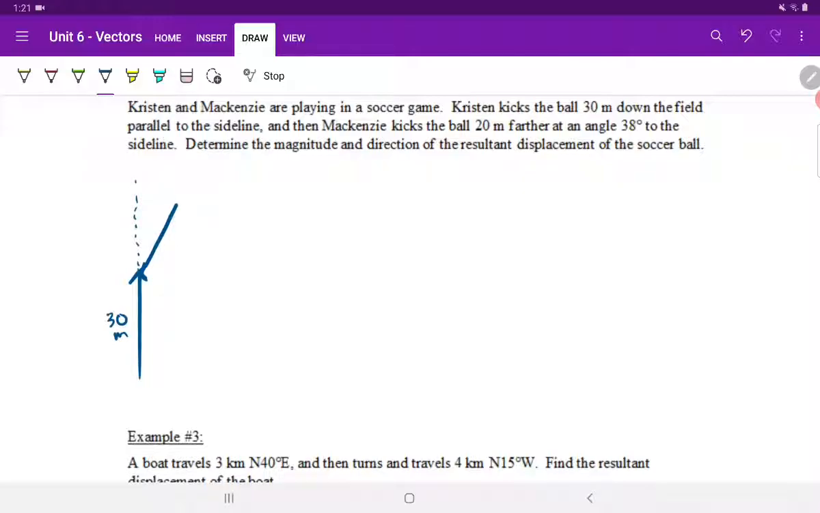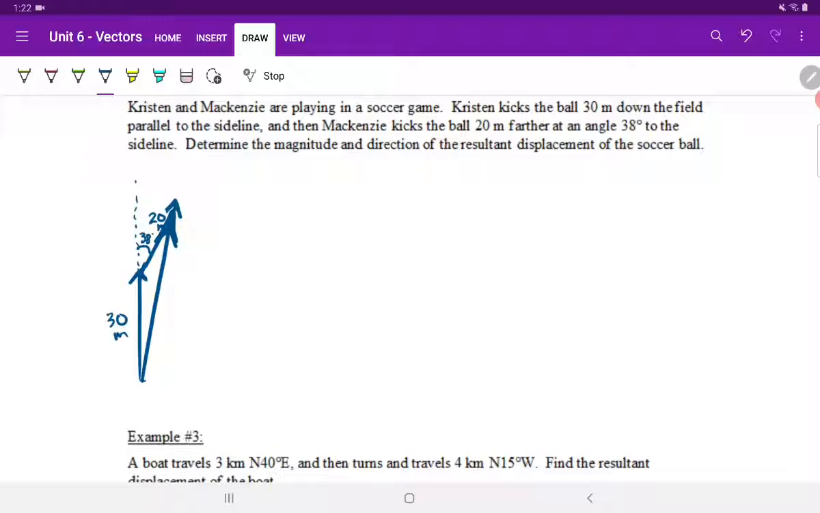Now, it only went 20 meters, so it's slightly smaller than my other line, my other vector. Okay, this here is 38. And I know that it was kicked 20 meters down that way. I did that because I knew that the kick was parallel to the sideline, so it's north and south. Now my resultant is going to go from the starting point to the end point. I didn't really do a good job there, but that's where it's going to go.